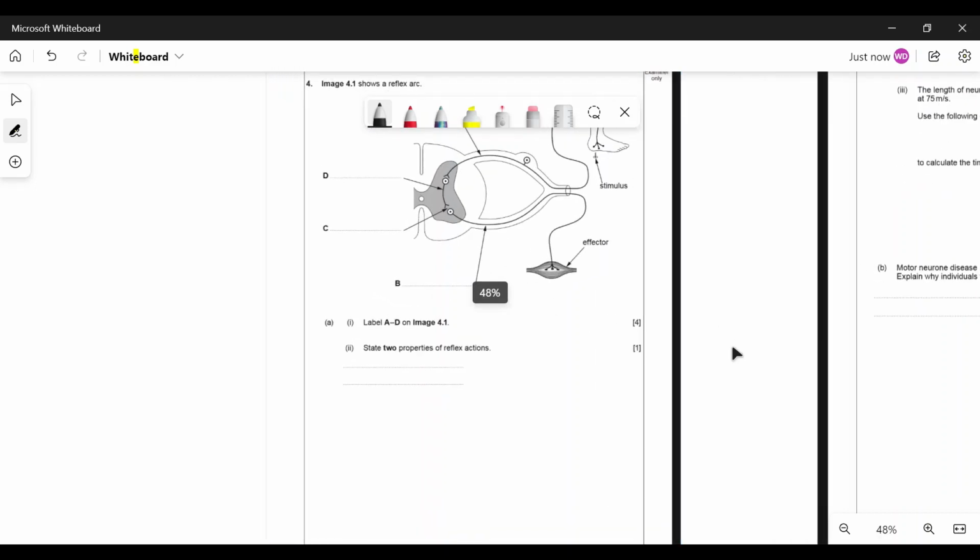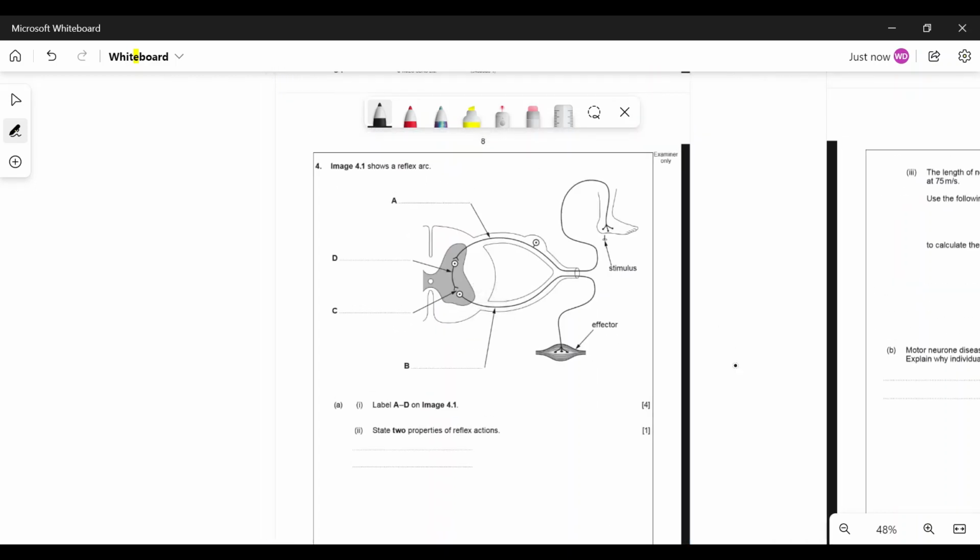A is the sensory neuron. B is the motor neuron. C is the junction between neurons, which is a synapse, and D is the relay neuron.